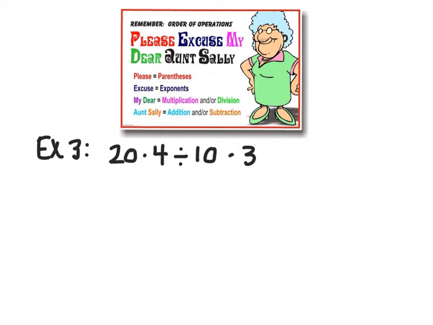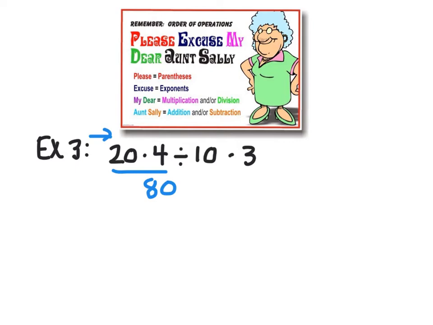Alright, go ahead and copy this down, pause your video and give it a try, then restart to check your answer. Welcome back from pausing the video. We are going left to right, looking for, in this case, multiplication and or division, whatever comes first. So here we have a multiplication, 20 times 4. I'll do that first.